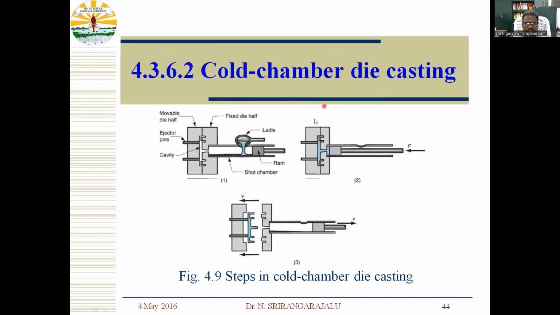So this is the cold chamber die casting. Here also the same setup, and the only difference is that with a separate furnace we can make molten metal. With the help of a ladle, we can pour the molten metal here. We can apply ram pressure, and due to that pressure the molten metal is sent to the die, where it can solidify for some time.